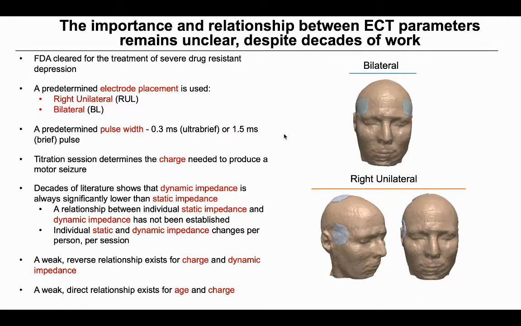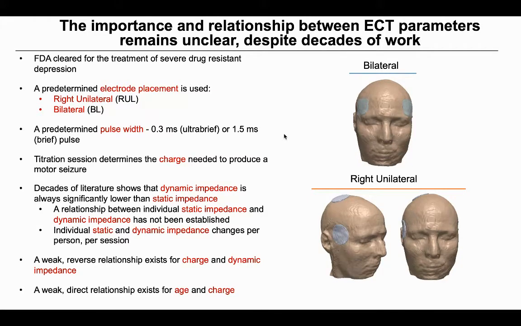Electrode placement is a parameter predetermined by the clinician, and in these cases, we're speaking about right unilateral or bilateral. Pulse width is another parameter decided upon by the clinician, and it's either 0.3 milliseconds or ultra brief, or 1.5 milliseconds or brief. The charge is determined by the initial titration session.